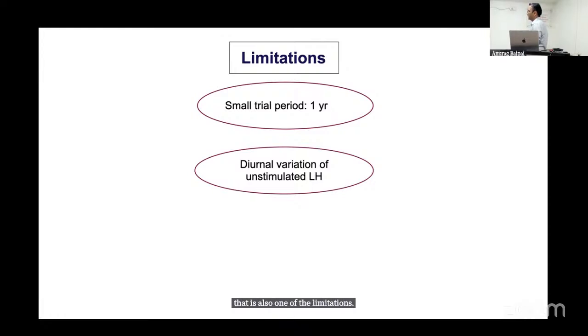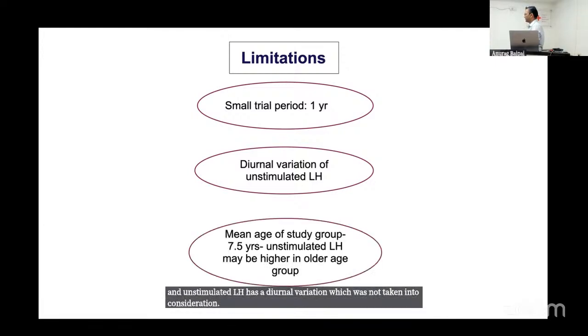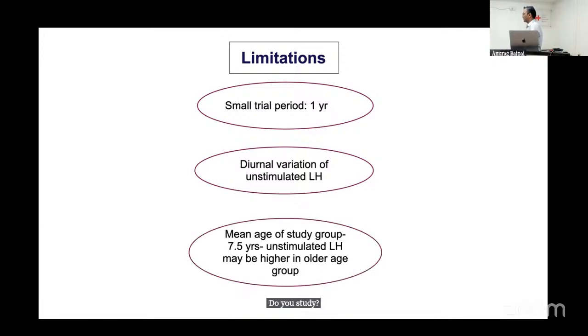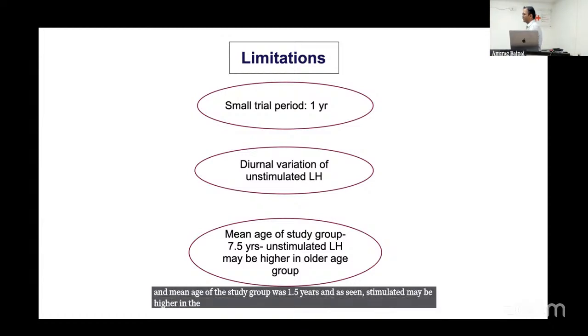And unstimulated LH has a diurnal variation which was not taken into consideration during the study. And the mean age of the study group was 7.5 years, and as seen, unstimulated LH may be higher in the older group, so inclusion of older group patients can also give a certain effect. But when somebody is on GnRH treatment, you don't expect there to be high levels, because you are anyway suppressing.